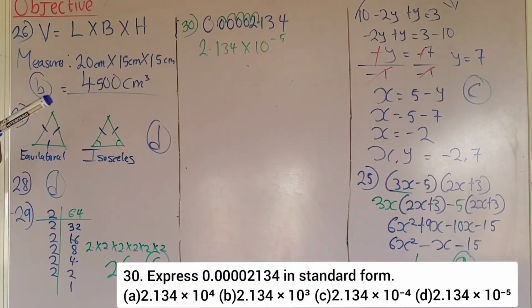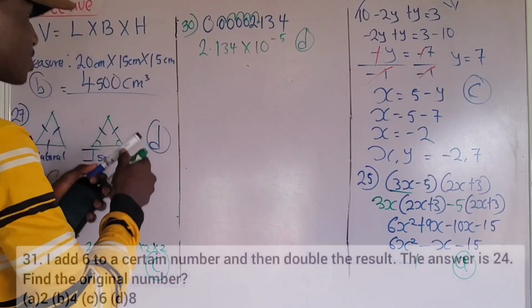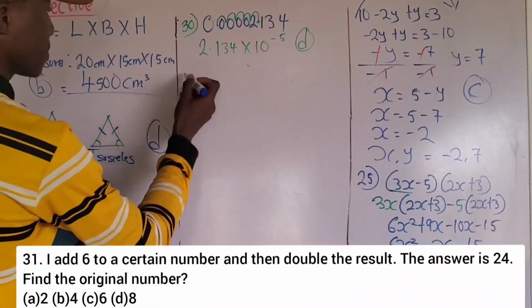So option A says 2.134 times 10 raised to the power of 4. Incorrect. Option B, 2.134 times 10 raised to the power of 3. Incorrect. Option C, 2.134 times 10 raised to the power of negative 4. Incorrect. Option D, 2.134 times 10 raised to the power of negative 5. Correct. Option D is the correct option. Okay, so let's move to question number 31.